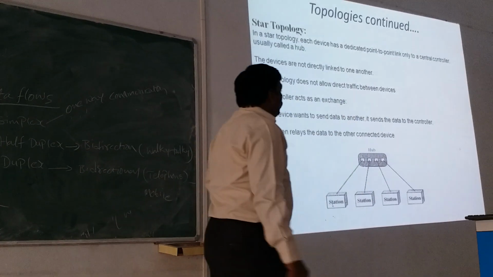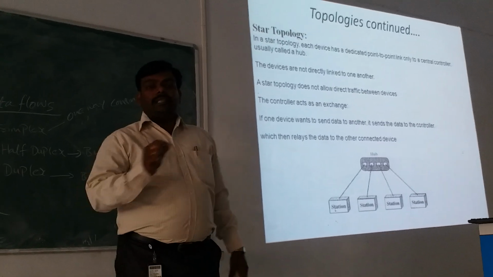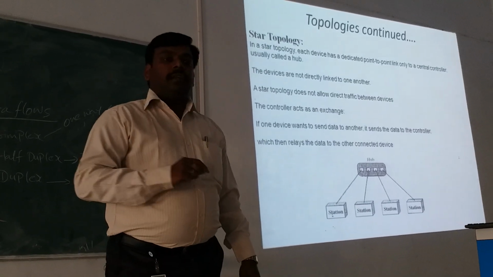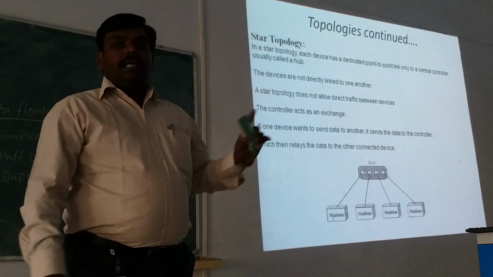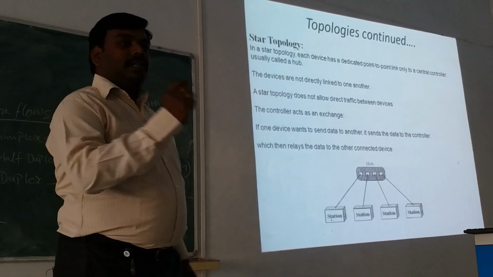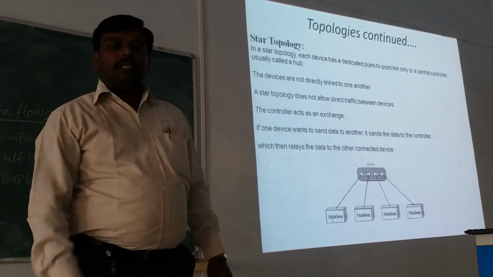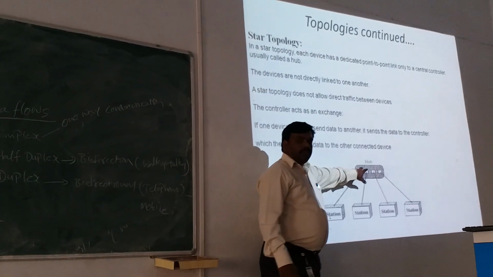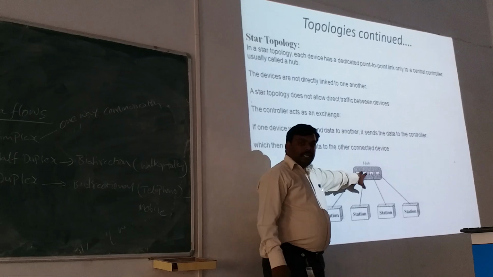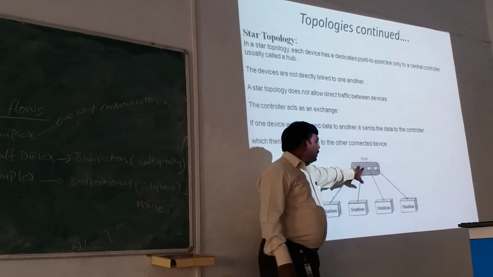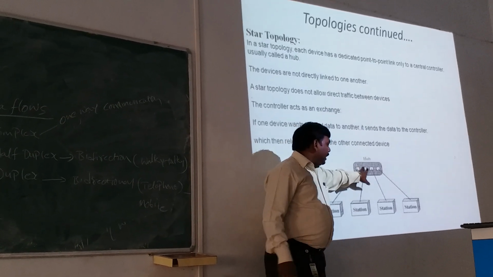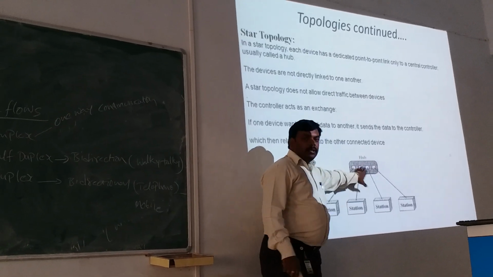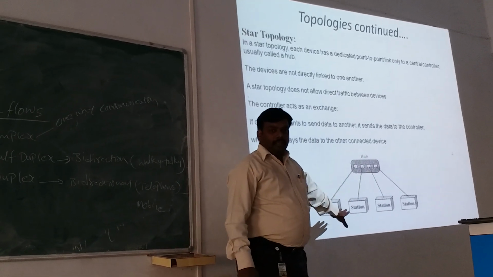Next one, star topology. Star topology is also a point-to-point communication, but it is connected to a central hub. So if you want to transfer the data from one system to another system, it reaches the central hub first. Then the hub retransmits the data to another station. So if the hub fails, the total network will fail.